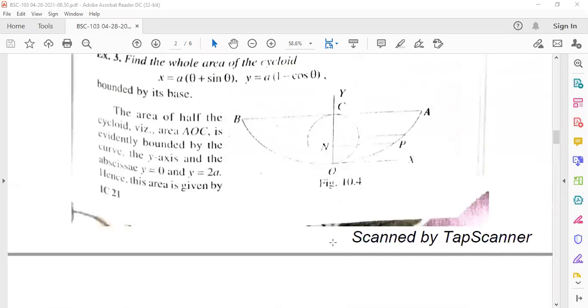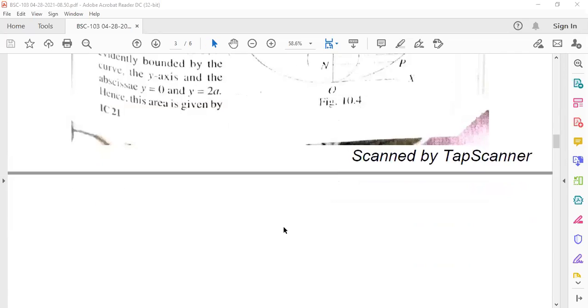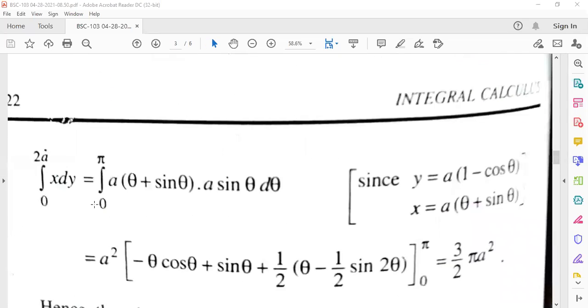Look here. As y varies, we have to take 0 to 2a, integral 0 to 2a of x dy. Here we are taking the integration along the y-axis, so it is dy. Now from here we have to find out the value of x. x is given as x equal to a into theta plus sin theta.